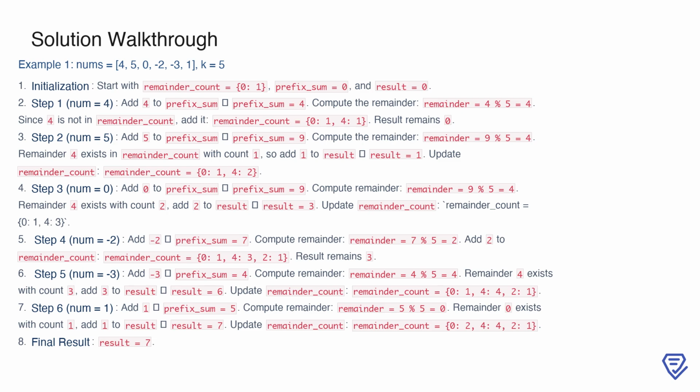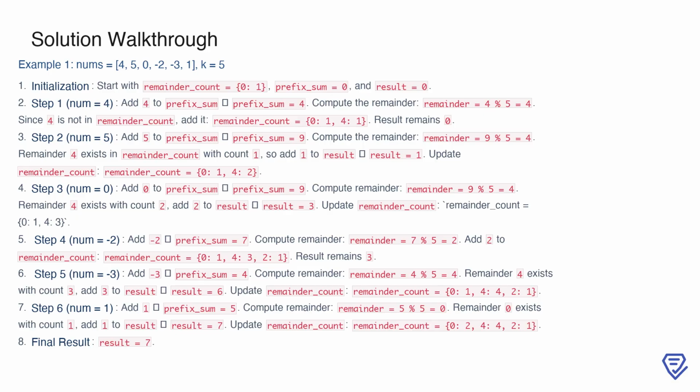Next, for 5, adding it to prefix_sum gives 9. The remainder of 9 % 5 is 4, and since 4 already exists in remainder_count with a count of 1, we add this count to result, making it 1. We then update remainder_count to {0: 1, 4: 2}.